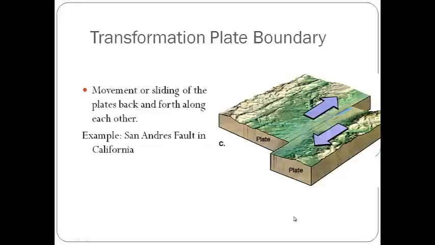The last type of plate boundary is the transform plate boundary, and a very good example of this is the San Andreas Fault in California. In this movement, we only get the movement sideways, so we have two plates sitting side by side and they move backwards and forwards along each other.